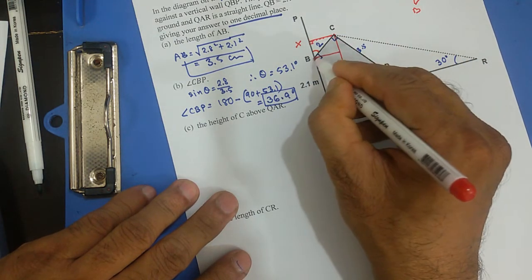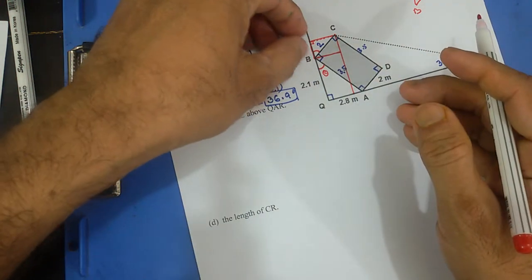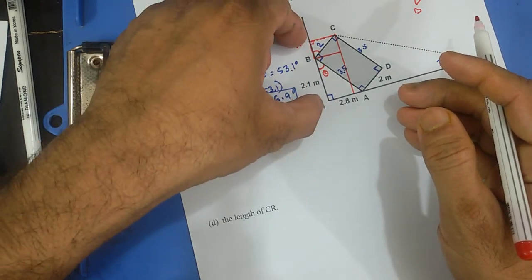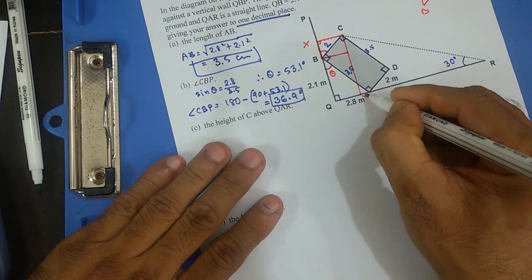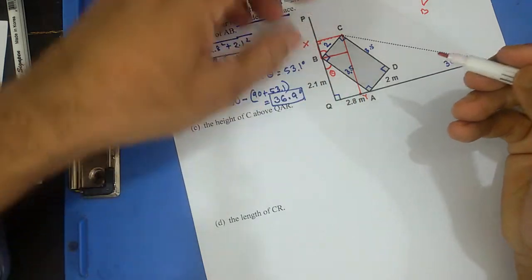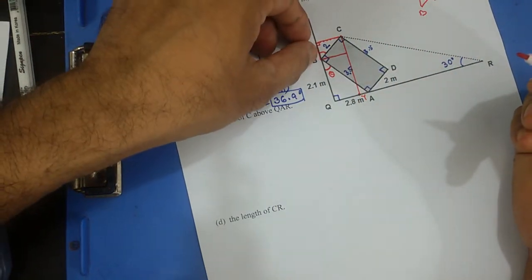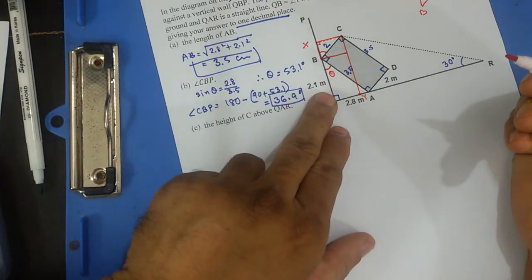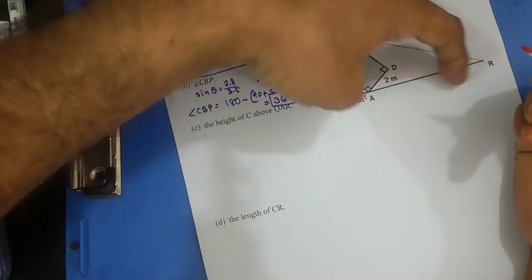So if somehow I can find this length XB, then from X, with XB, if I add this QB, then this QX is equal to this C, let me put this one Y. This particular position is Y. So CY is the length we are asking. Since we don't have any other information, I'm going to find XB, and with that length I'm going to add this BQ, which is 2.1 meter. Then that's going to be my height of C above the QAR or the crown.